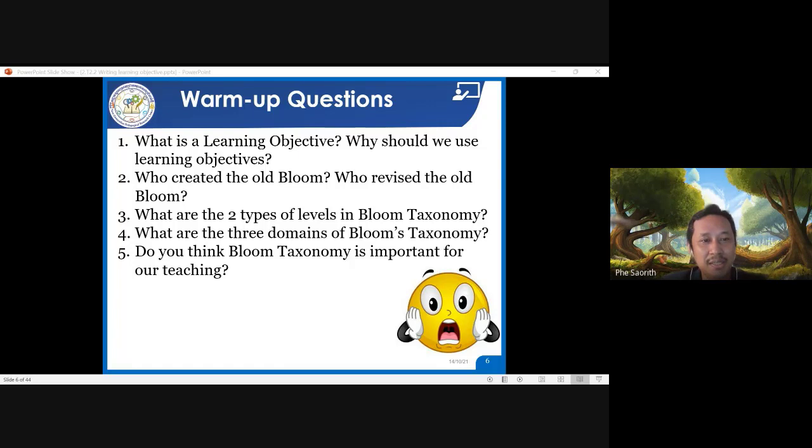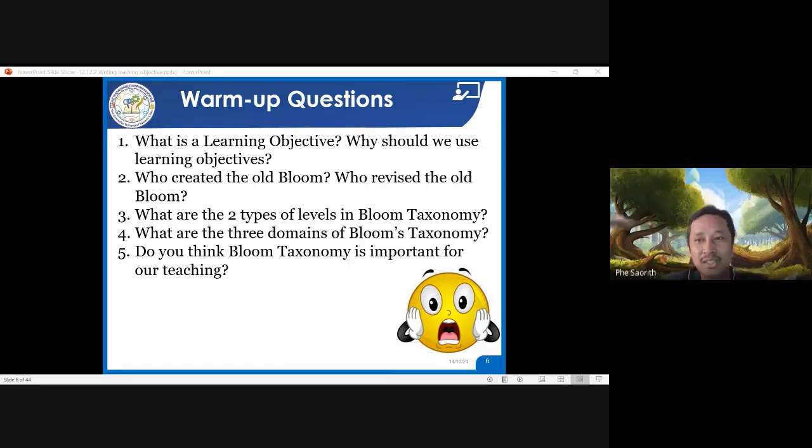As I mentioned in the learning outcomes, Bloom's taxonomy is really important for three things. The first one is teaching or instructional strategy. The second one is curriculum design. And the last one is assessment, right? So I would like to raise one of them, to be open, to be discussed, in question number 5 of my warm-up questions. So why do you think Bloom's taxonomy is important for our teaching?